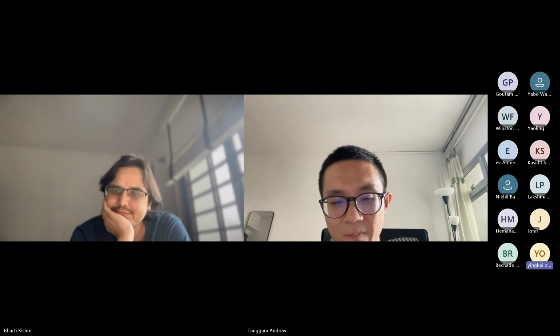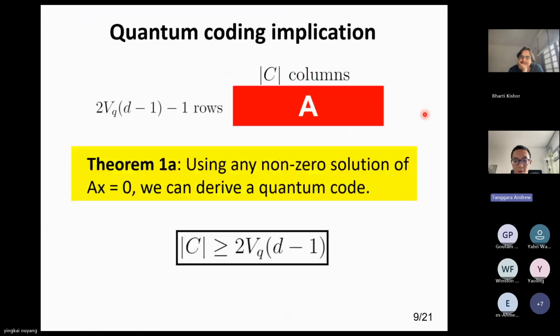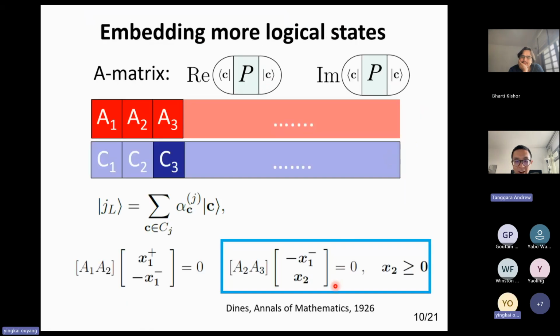All right. Do you see the screen? Yes. Perfect. I think you were on slide 10. Yeah. So just now I was talking about embedding more logical code states. So now the idea is that we are going to use a linear programming method to find how to make more logical code states.